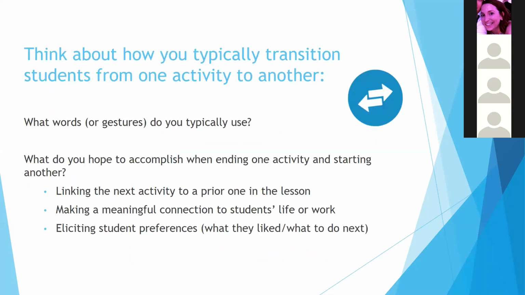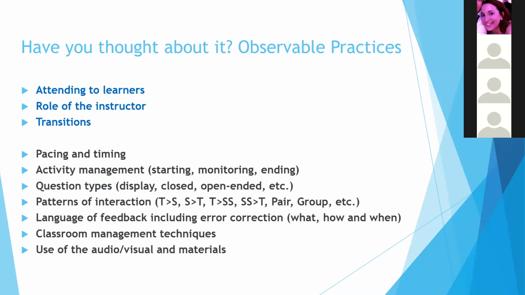So think about how you transition. You don't have to do anything for this part, just think about it. What words or gestures do you use? And what do you hope to accomplish when moving from one activity to another? Again, we talked about linking, making connections, eliciting preferences, organization, letting people know whether to take their stuff or not. All these are very discrete things. And when I'm in a classroom, and I'm noting what people are saying, the teachers, when they're doing this, it's like they made a decision that this transition is going to accomplish this, basically. So again, it's a discrete observable how people organize these things.